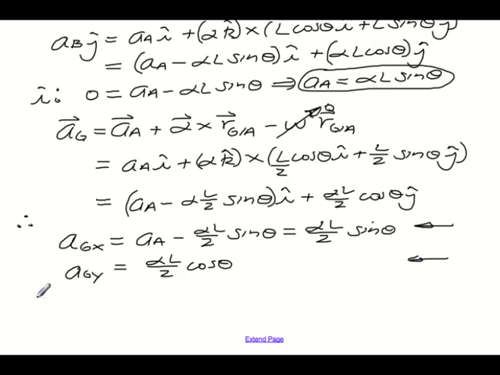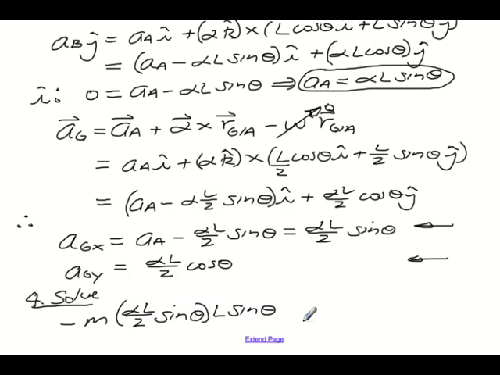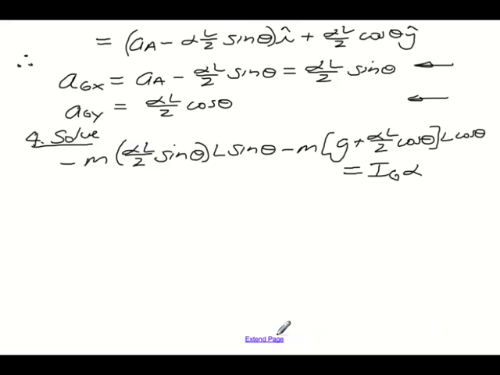So therefore, the solve part, I put that back into my equation, and I get minus m AGX, which is alpha L over 2 sine theta, times L sine theta, minus mg plus AGY, which is alpha L over 2 cosine. This is multiplied by L cosine, and that's equal to the mass moment of inertia about g times alpha. So we see here we have everything now in terms of alpha.